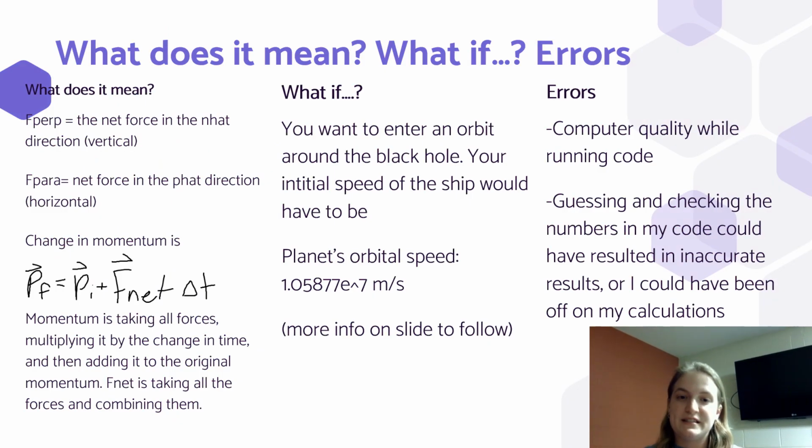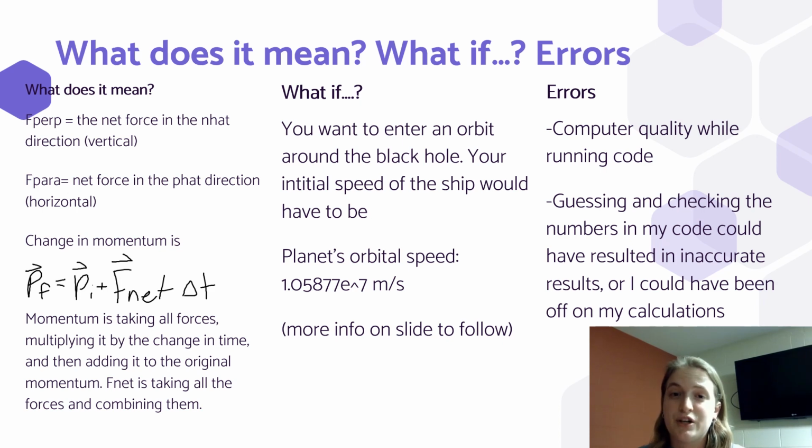And then what does this even mean? So F perpendicular is the net force in the n hat direction, and F parallel is the net force in the p hat direction that we saw in the free body diagram. And the change in momentum is p final equals p initial plus F net times delta t. So momentum is taking all the forces, multiplying by the change in time, and then adding it to the original momentum. And F net is taking all the forces and combining them. So they are different things. F net is just adding the parallel and perpendicular, while momentum is multiplying both of those by delta t and adding it to the initial momentum.